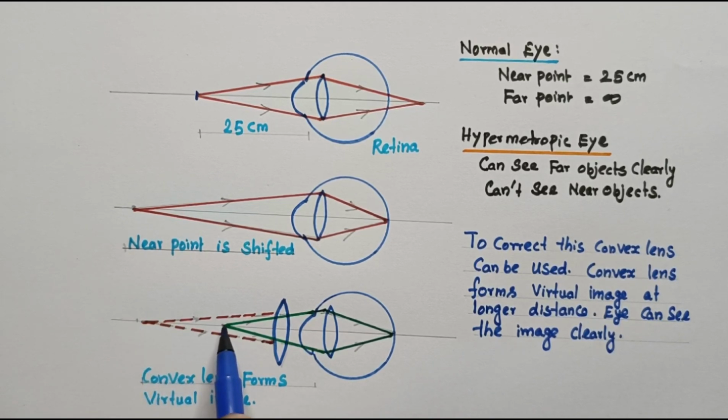If the object is at 25 cm, the convex lens has to form the virtual image at 100 cm so that the person can see the object clearly. We have to calculate what is the power of the convex lens to be used to do this job. That is, if the object distance is 25 cm, then the image distance has to be 100 cm. We have to find the power of the lens to be used to shift the near point. Now let us do the calculation.